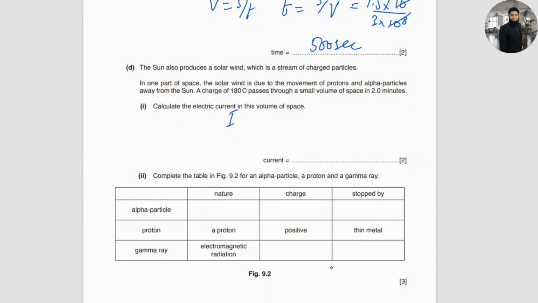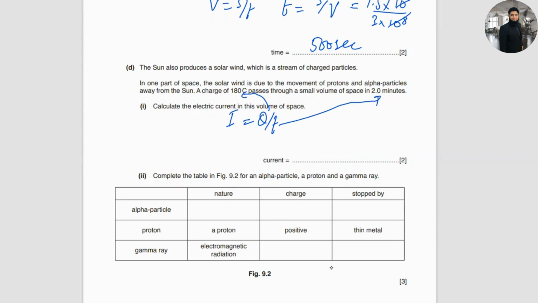So we all know the formula for current is Q over T. So Q is 180 coulombs, which is the charge, and the time is 2 minutes. We convert it into seconds, put the values, and get the value of current in amperes. Amperes में आपका current आ जाएगा.